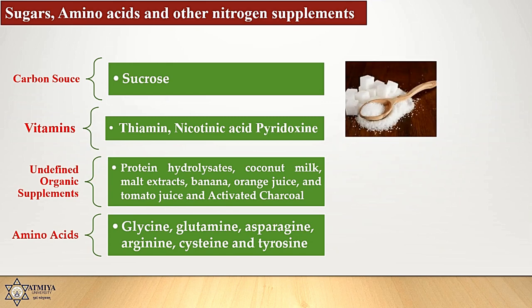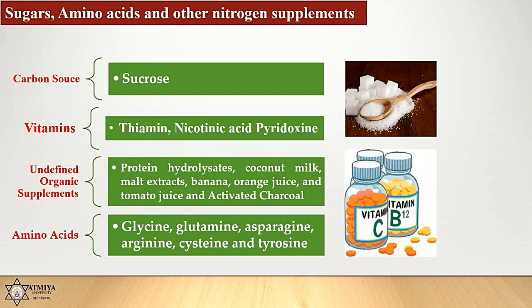Vitamins. When plant cells and tissues are grown in vitro, some vitamins may become limiting factors for cell growth. The vitamins most frequently used in cell and tissue culture media include thiamine, B1, nicotinic acid, pyridoxine, B6, and myo-inositol. Thiamine is normally used at concentration ranging from 0.1 to 10.0 mg per liter. Nicotinic acid is normally used at concentration of 0.1 to 5.0 mg per liter. Pyridoxine is used at 0.1 to 10.0 mg per liter.